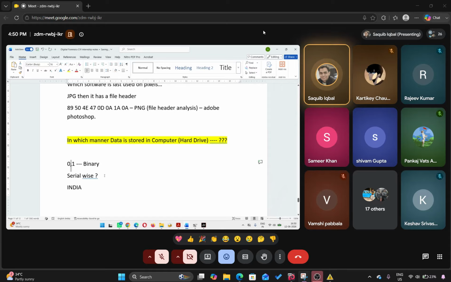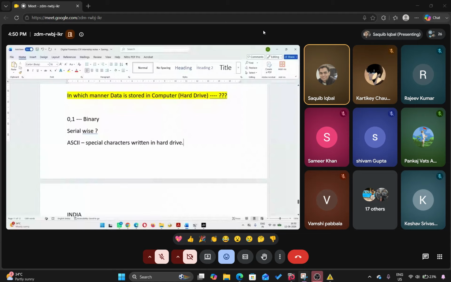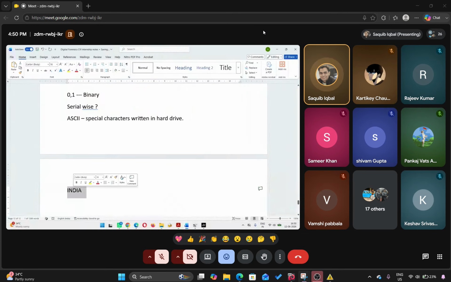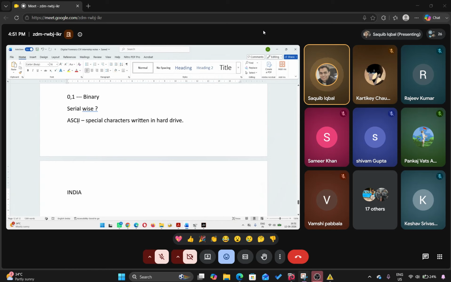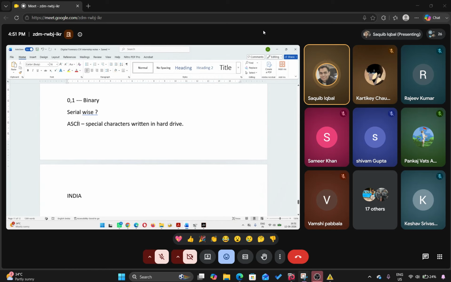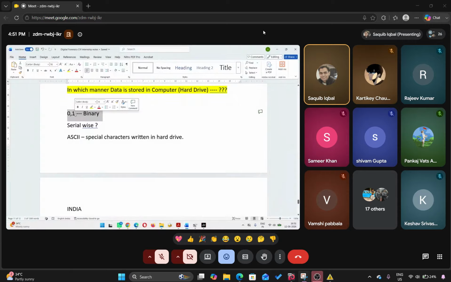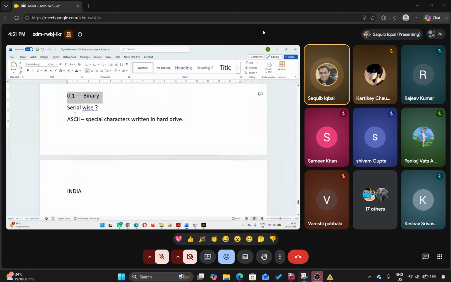Okay, one answer is ASCII values. Means there are some special characters written in hard drive. ऐसा ही ये बता रहे हैं। लेट्स से मैंने इंडिया अगर अपने हार्ड ड्राइव में सेव करा, इंडिया एक फाइल मैंने लिखी वर्ड फाइल और फिर वो सेव करी हार्ड ड्राइव में, तो यू मीन टू से दैट इसका ASCII वैल्यू सेव होगा मेरा हार्ड ड्राइव में, and another person is saying that binary will be saved, 0 and 1s. Any other guesses?